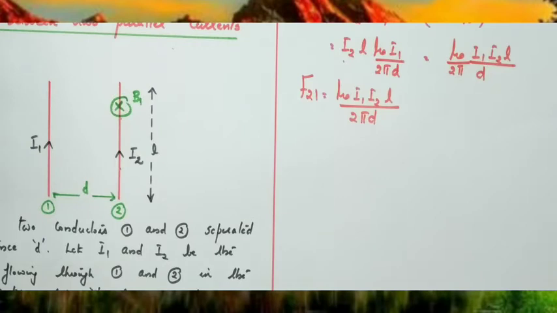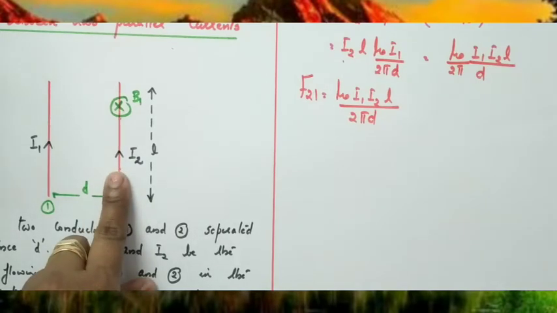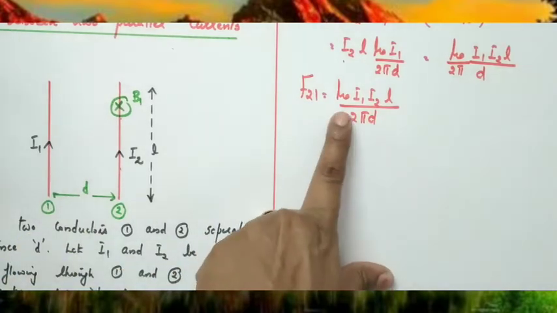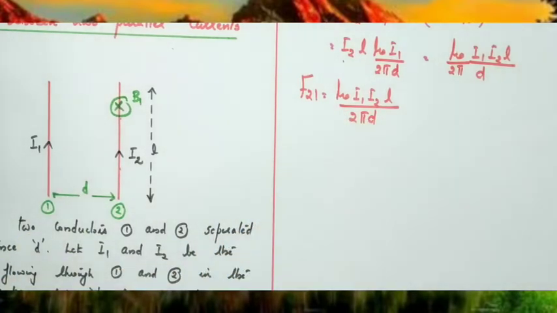Okay children, now what is the direction of this force? The direction of force is given by Fleming's left hand rule, isn't it? So the force acting on the second conductor due to the magnetic field provided by the first is F21 equal to mu 0 I1 I2 L divided by 2 pi d.